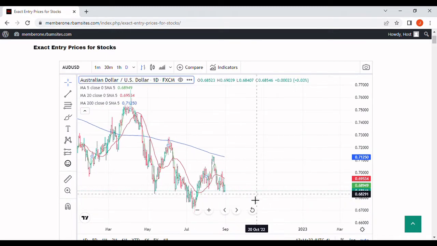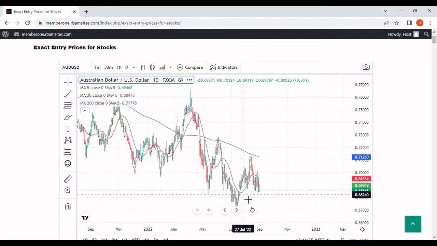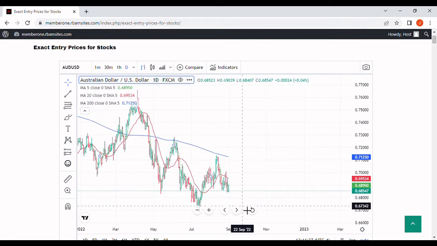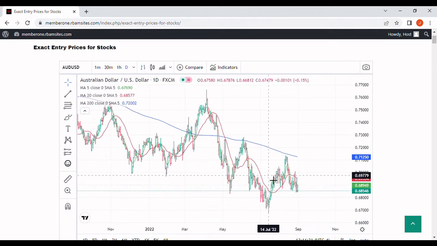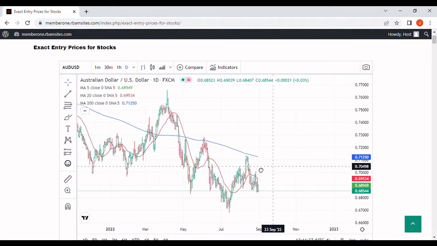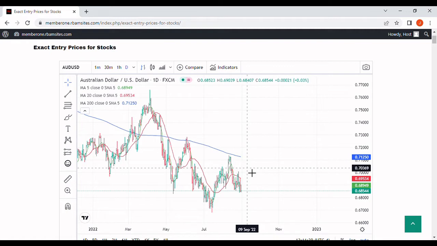However, if it's going to sell off, you could make new lows in this contract below this previous low right here, which was on July 14th, which was 0.668. I would expect that to happen here in the first or second week of September if it's going to happen.